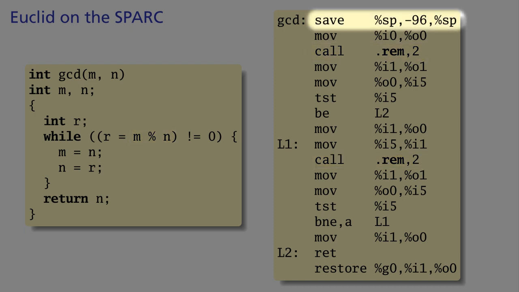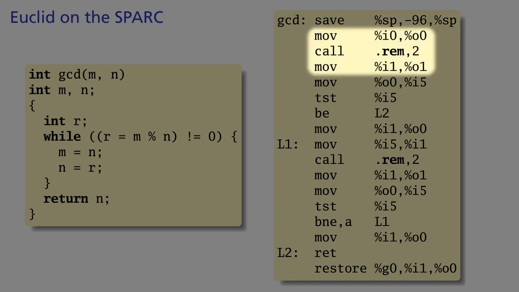To begin with, the save instruction advances the stack of register windows so the output registers into which the caller placed arguments, M and N, become the input registers for this code. It also exposes fresh sets of local and output registers. Save also creates the new value of the stack pointer by taking the old one and subtracting 96 to make space for 28 32-bit words. The next 3 instructions compute the remainder of arguments M and N.